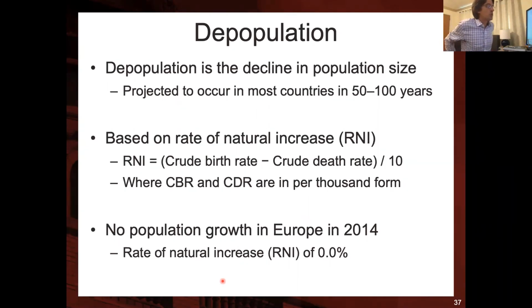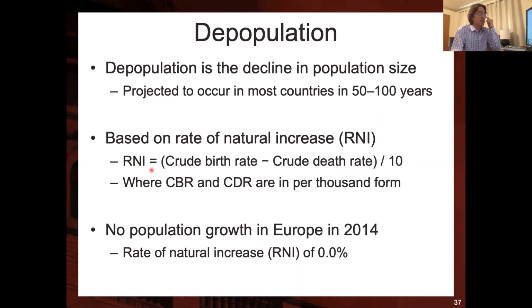And in some countries, they will experience depopulation, so pretty much a decline in population size. And this depopulation, the decline in overall population size, is projected to happen in most countries in the next 50 to 100 years. And this rate of depopulation is based on the rate of natural increase, the RNI.